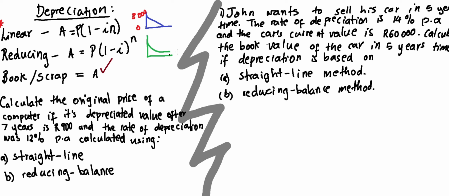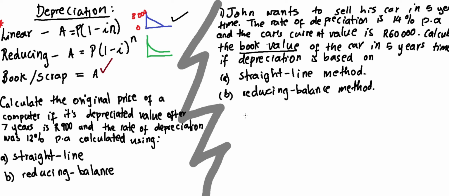So let's take this as an example. They're saying John wants to sell his car in 5 years' time. The rate of depreciation is 14% per annum and the car's current value is 60,000. Calculate the book value, right? The book value, what did I say? A book value is the value of the car while it's still running. They are saying calculate the book value of the car in 5 years' time if depreciation is based on a straight line method. So the straight line method, that's what we were talking about at the start.